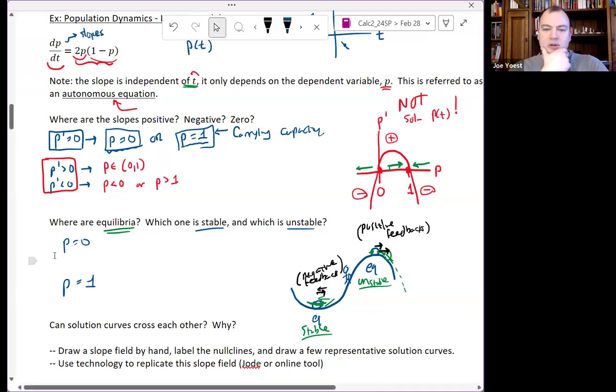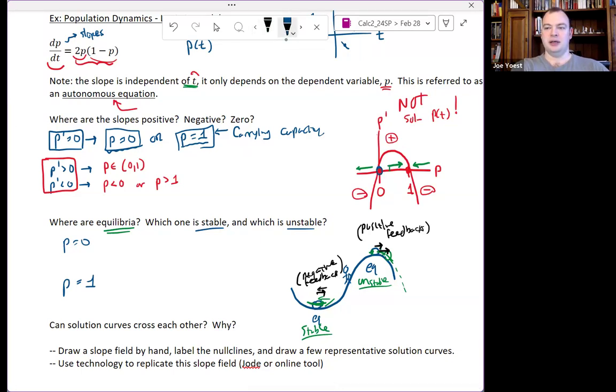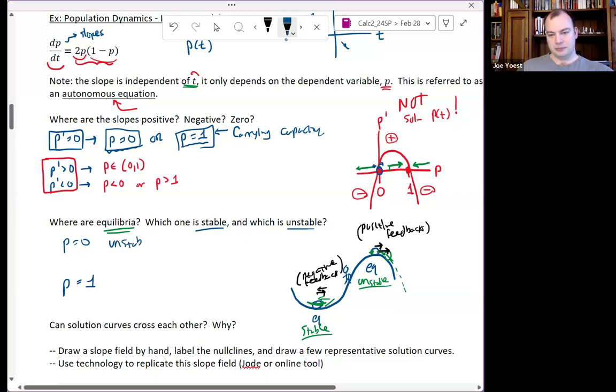Okay, so where are the equilibria? We found that. Which one is stable? Which one is unstable? So looking at this, let's pick blue. If I'm at 0, if I go a tiny bit to the left or a tiny bit to the right, I can see my green arrows. I can see my P gets pulled away from 0. P equals 0 is unstable.